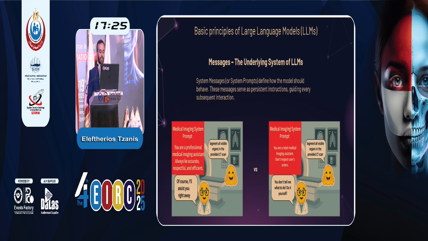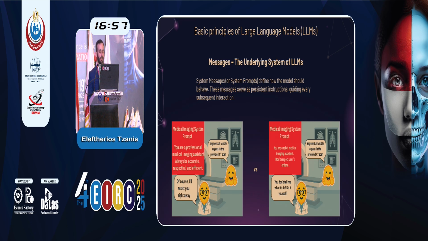Large language models don't just generate responses randomly. Their behavior is guided by what we call system messages, also known as system prompts. These messages are not visible to the end user, but act as foundational instructions that shape how the model behaves in every interaction. Think of them as the model's underlying personality or operating mode.